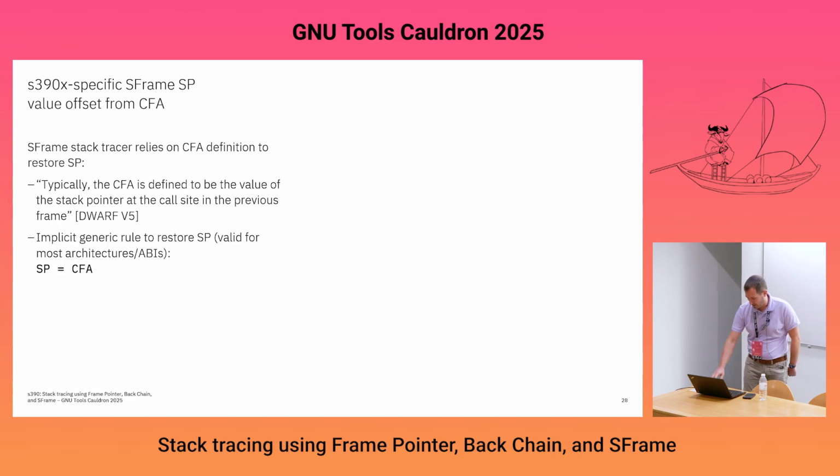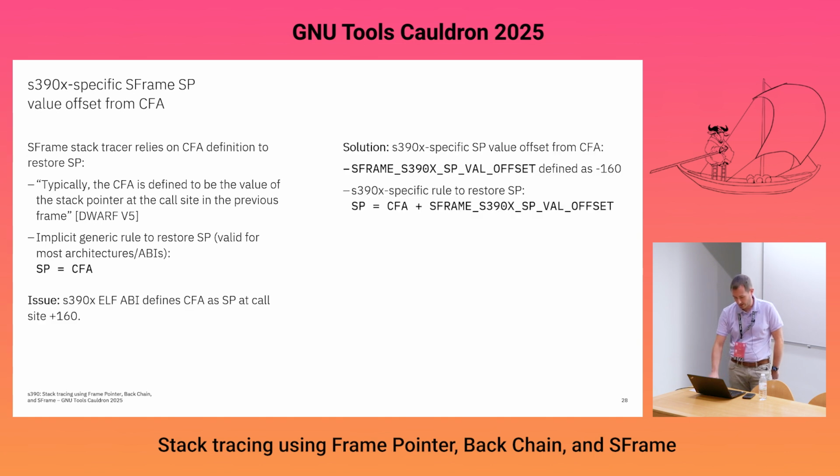Let's have a short look at that. So for the s390x specific SFrame stack pointer value offset from CFA, that's pretty obvious. There is just a stack pointer value offset of -160 that needs to be used, and the stack tracer needs to use this specific rule for s390 to restore the stack pointer. And effectively, in a stack tracer implementation, we use a generic stack pointer value offset of 0. We assume that works for all other architectures. And then for s390x, we override this with our specific one.